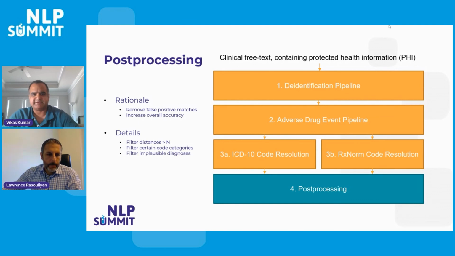And related to that, we want to filter out impossible diagnoses. So if you have a child and he's mapped to a code of adult onset rheumatoid arthritis, we want to filter that out because we know that's an impossible diagnosis, even though it was indicated using natural language processing.